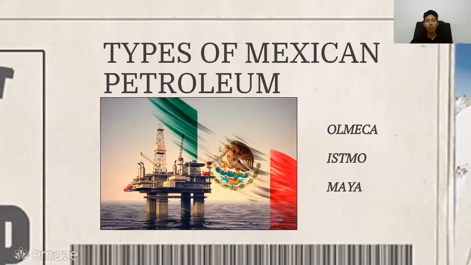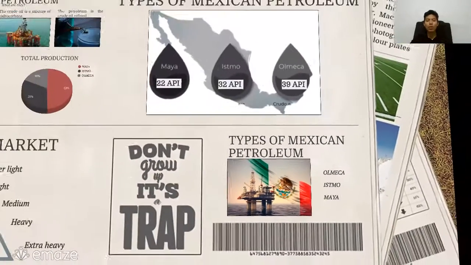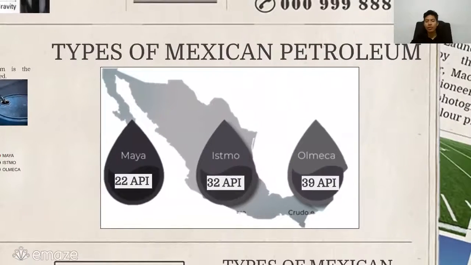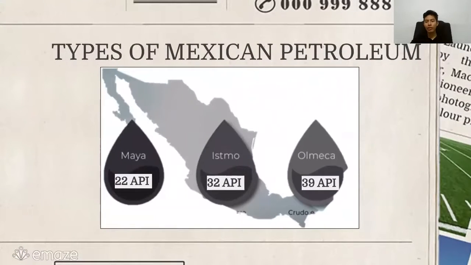After clarifying all these concepts that we need to know for a better understanding of the topic, it's time to start with the explanation of the types of Mexican petroleum. In Mexico, we can find three principal types of petroleum, which are Olmeca, Istmo, and Maya. The Olmeca is considered an extra light petroleum due to its characteristics. It is a good producer of lubricants and petrochemicals. It has an API gravity of 39.